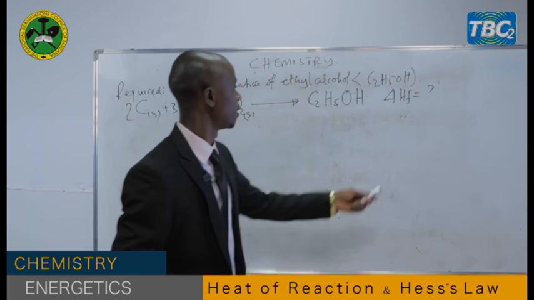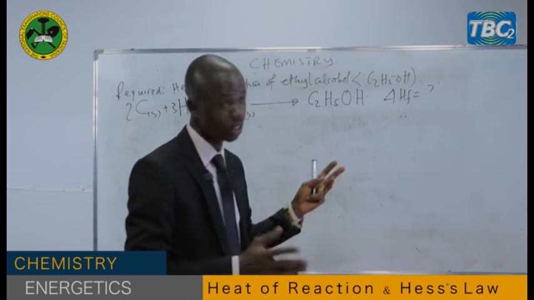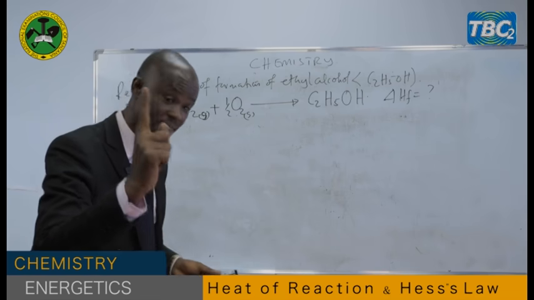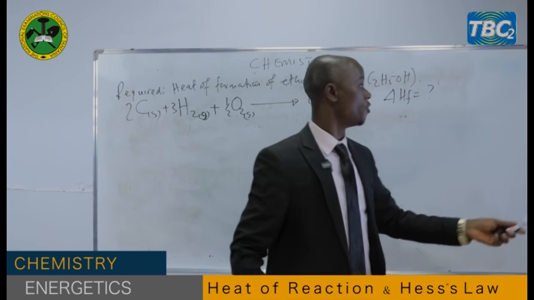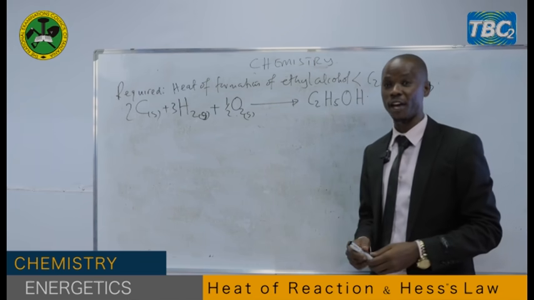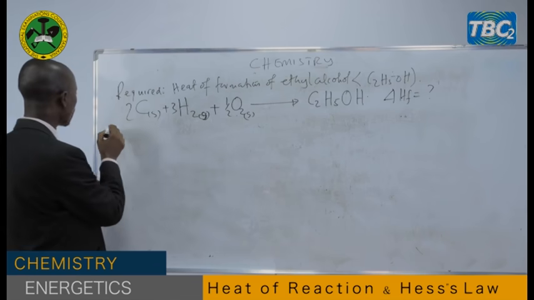But the enthalpy of formation or enthalpy of reaction of this thermochemical equation is missing. So that's what we are looking for. That is the first skill from the first data given there. Now we go to the other data. What are we given?